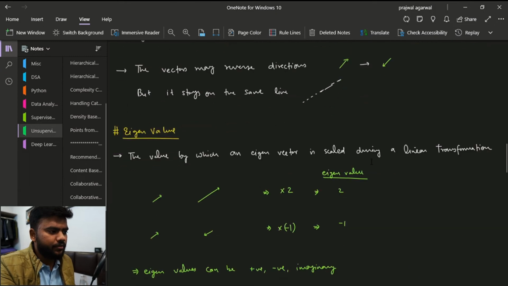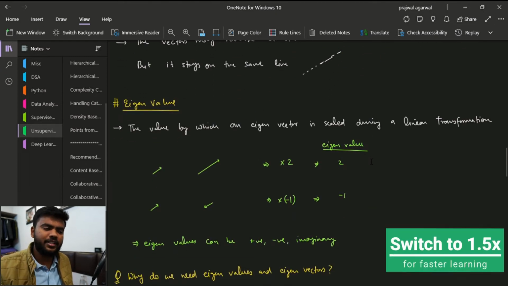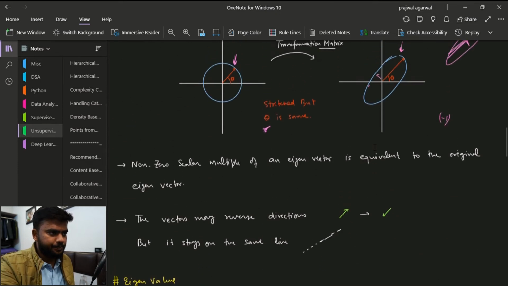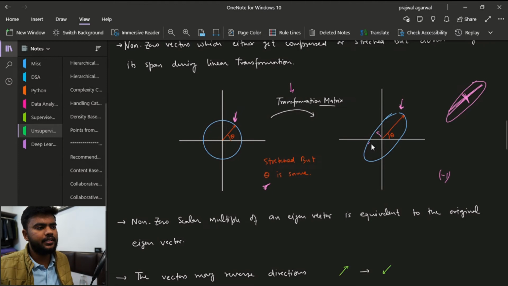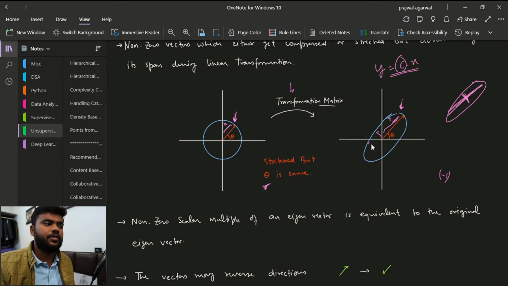What is an eigenvalue? Eigenvalue is the factor by which we multiply our eigenvector. As we have seen, earlier the size of this vector was this, and after the linear transformation the size has become this. If I take this as x and this as y, there is some difference between x and y. So I say that y is equal to some coefficient times x. This coefficient is what we call the eigenvalue.